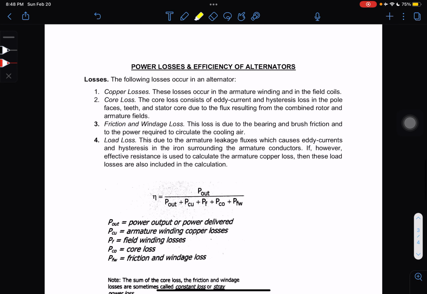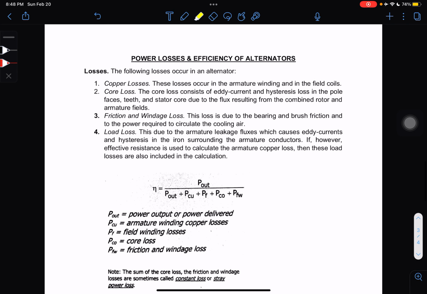And last, we have power losses and efficiency of alternators. The following losses occur in an alternator. In our alternator, these losses are always present. First, we have our copper losses. These losses occur in the armature winding and in the field coils. So this copper loss can be seen in the armature winding or in the field coils.